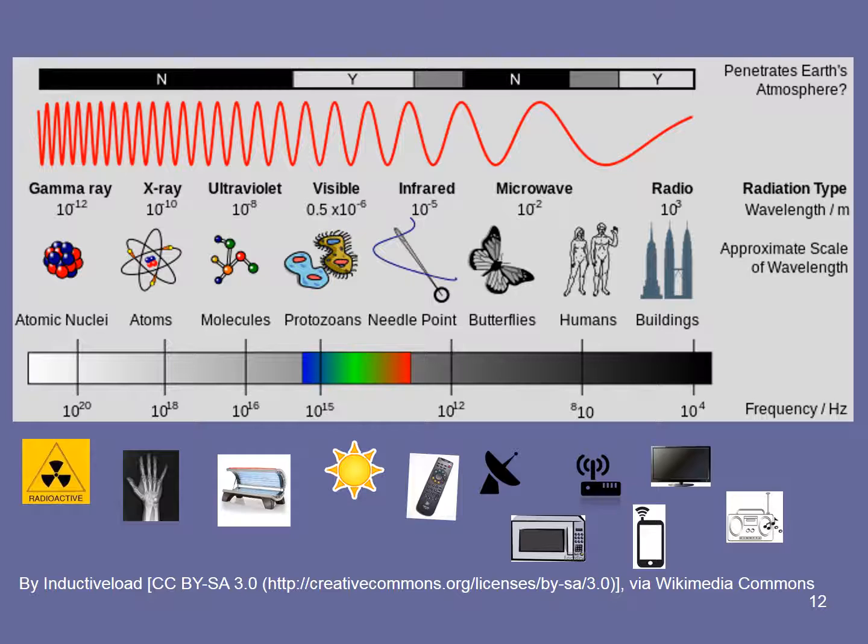So for gamma rays, the wavelength is about the size of a nucleus, and then for an X-ray, the length of the wave is about the size of an atom. In ultraviolet, it's the size of a molecule. In visible, it's about the size of a protozoan or a unit cell. Infrared is almost visible, where it's about the size of a needle point. And then microwaves and radio waves get up to the height of humans and even tall buildings or football field length.